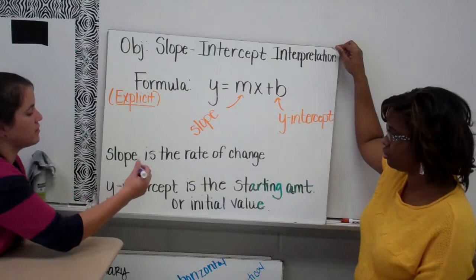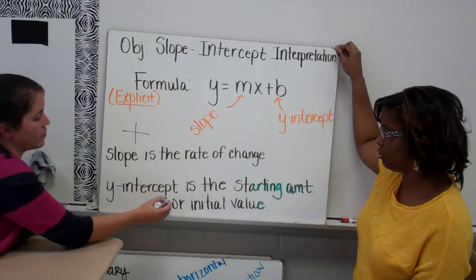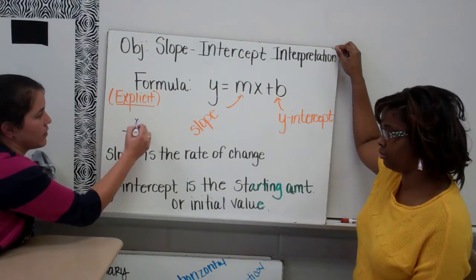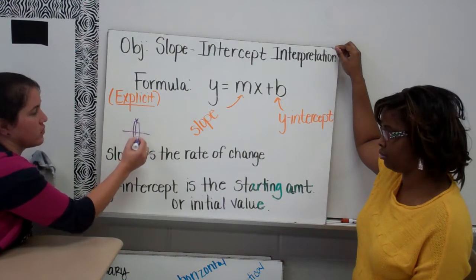And the y-intercept is on the coordinate plane where it crosses the y-axis. So any point where it crosses the y-axis. It could be at the origin, it could be above, or it could be below.